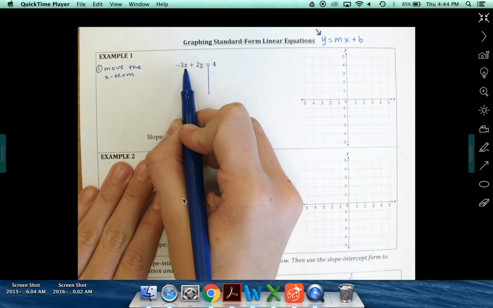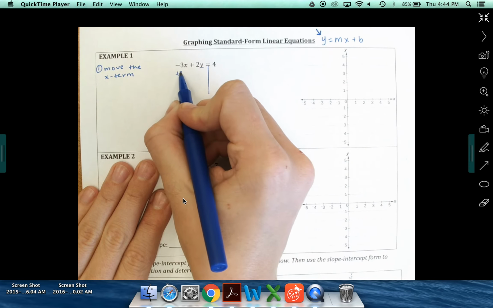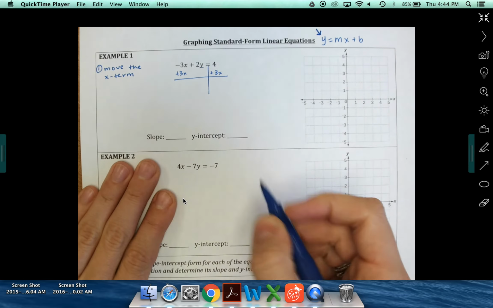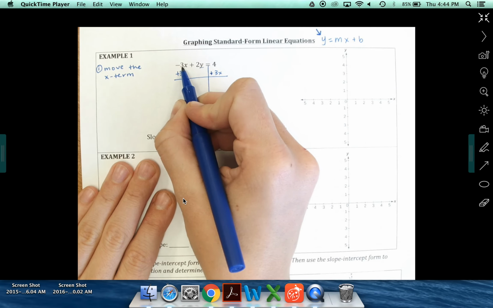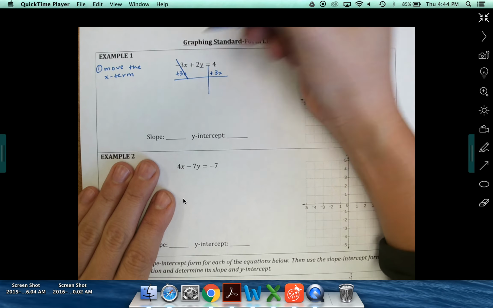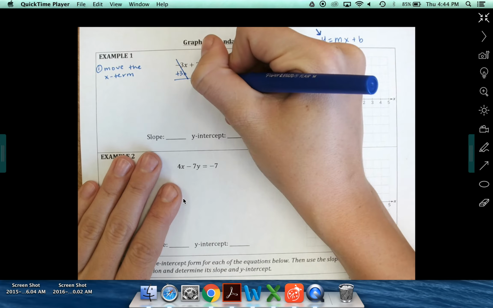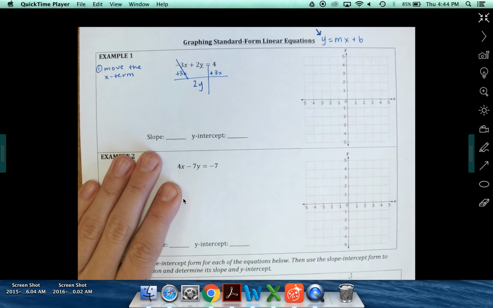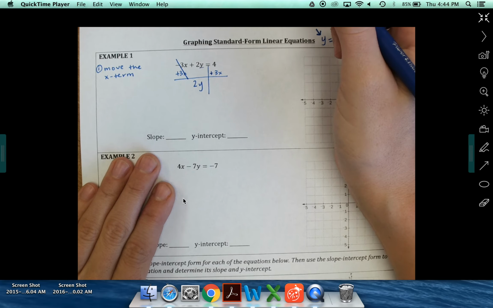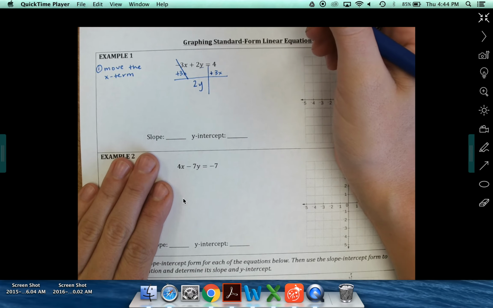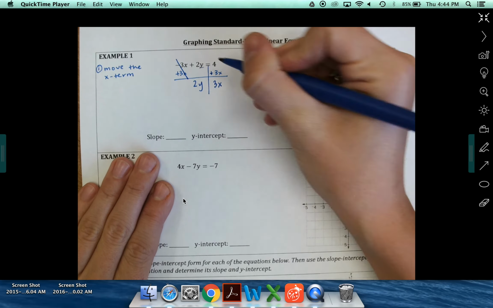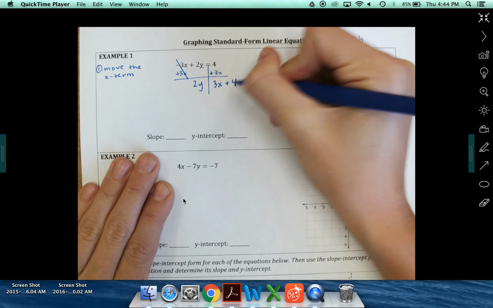Now this is a negative 3x, so I'm going to add it. Plus 3x. It's a negative, so I add it, because negative 3x plus 3x will cancel. So I'm left on this side with 2y. I cannot combine 4 and 3x. They are not like terms, so I'm going to bring them down separately. So I've got positive 3x plus a positive 4.